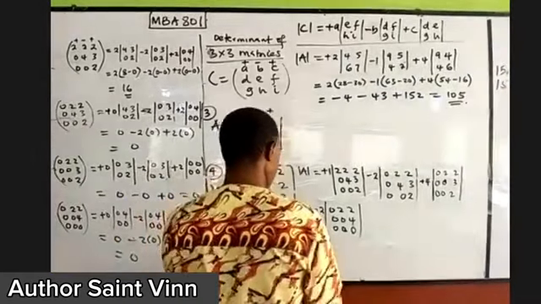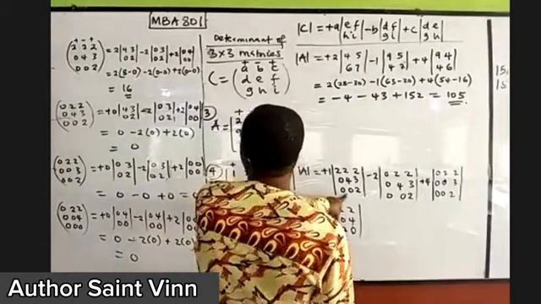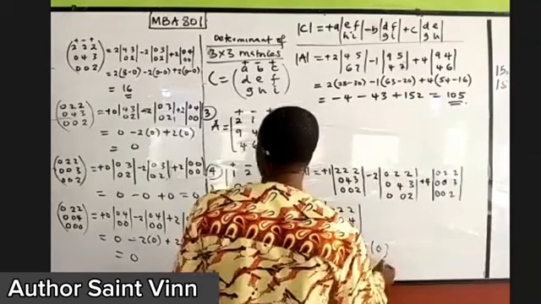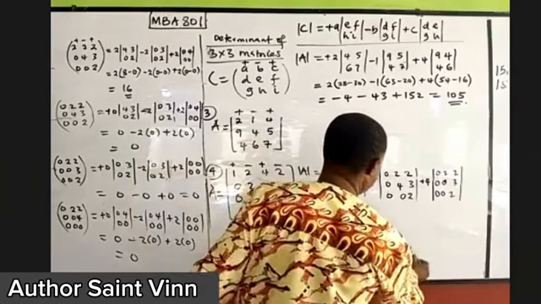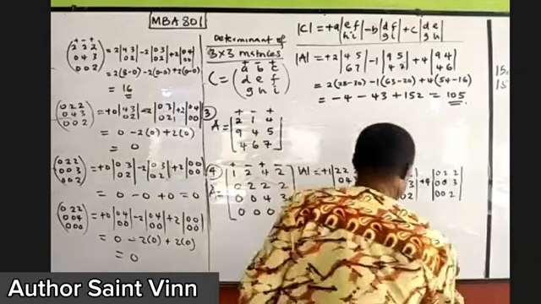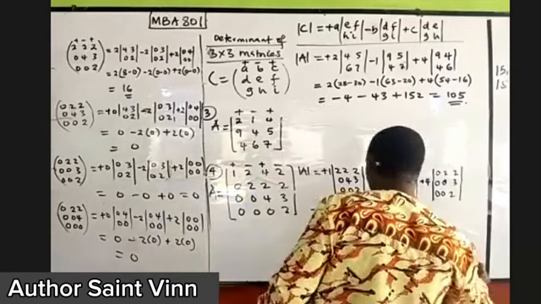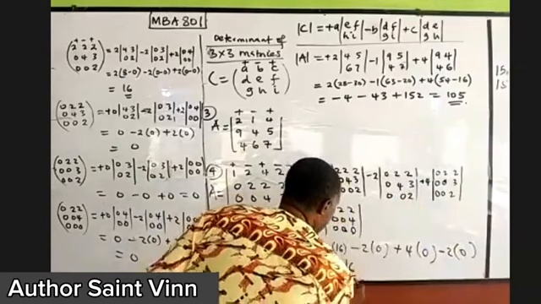Let's take it easy. What did we get here? 16. The answer is 16. 1 into 16. Here is 0, okay? Here is 0 also. The last one is also 0. Final answer?